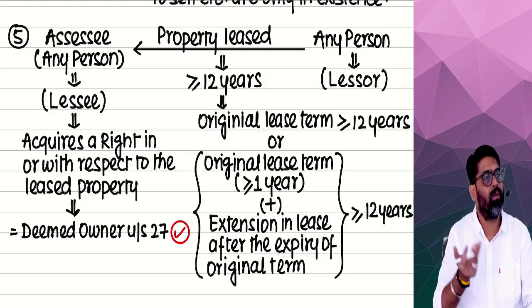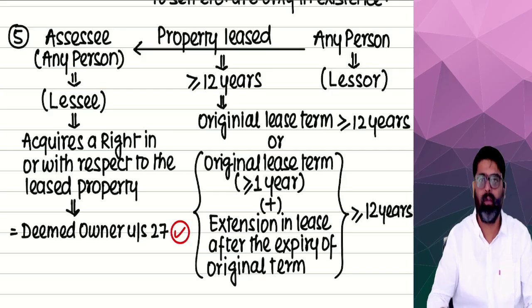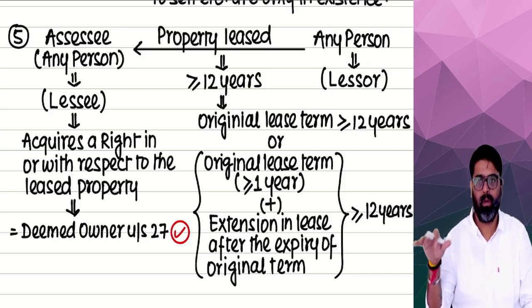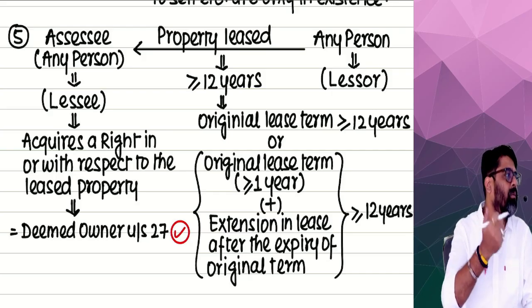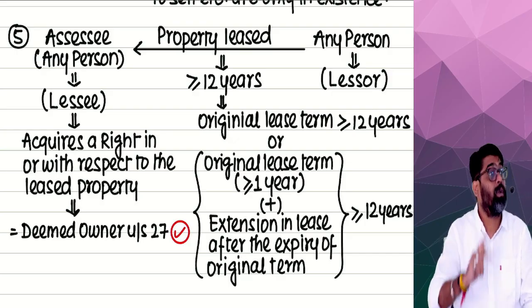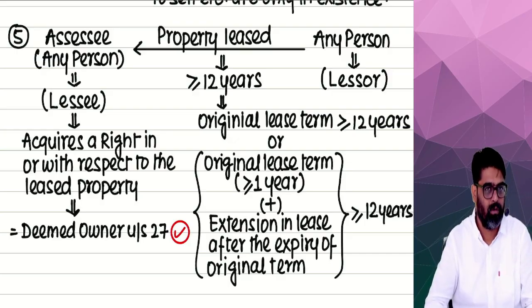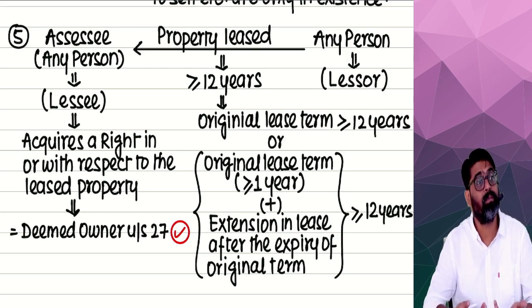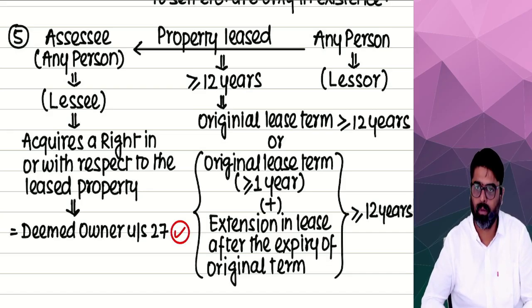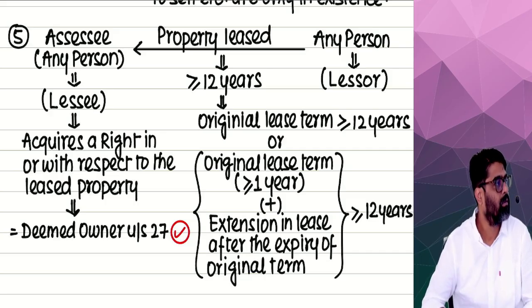So why would anyone do that? Yeah, if I am a lessor, I have one property, and that property I have given you on lease for 20 years. Is it a long term or a short term? Because the lease term is 12 years or more. 20 years lease, I have given the property to you. Why would I give my property for 20 years lease?